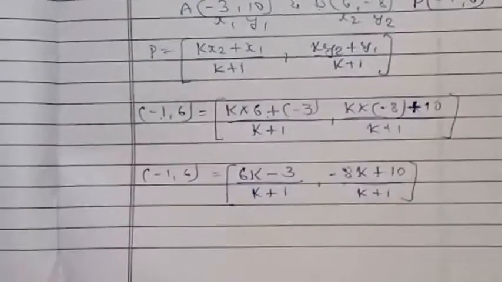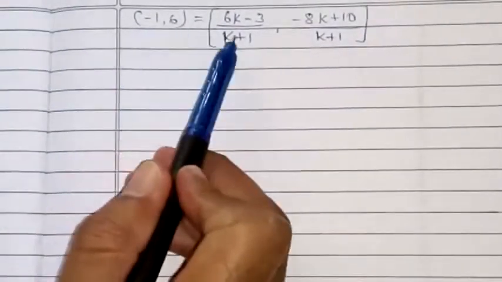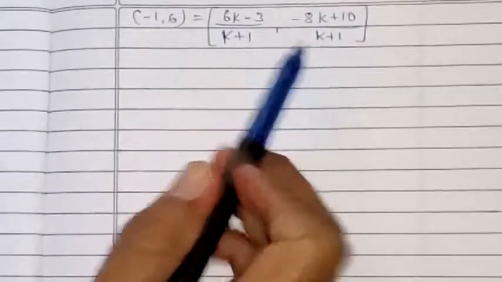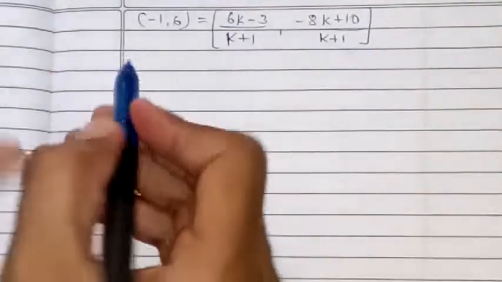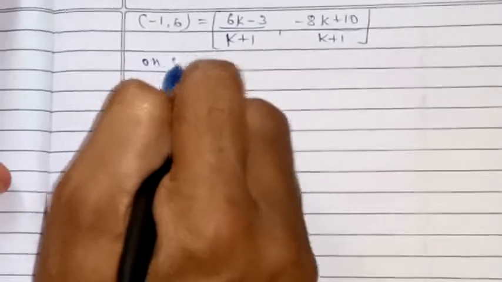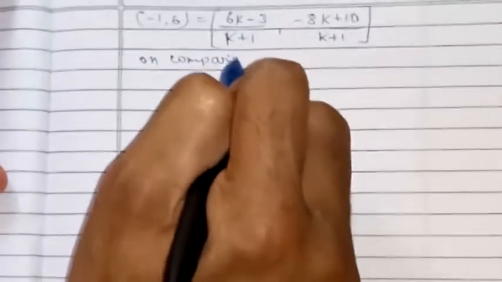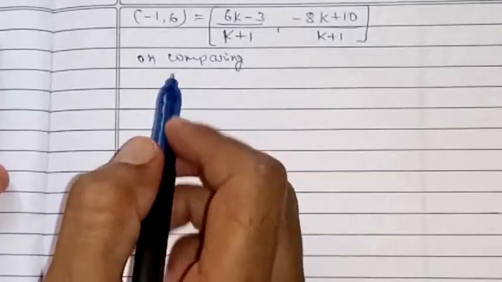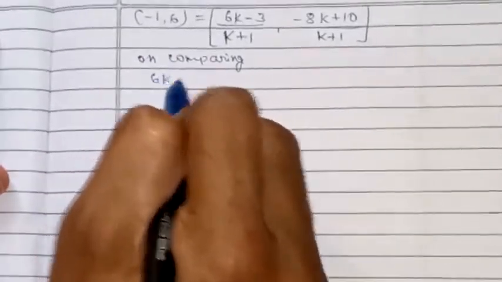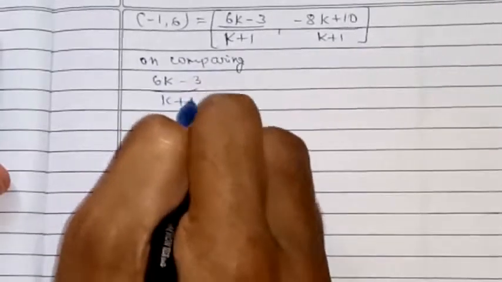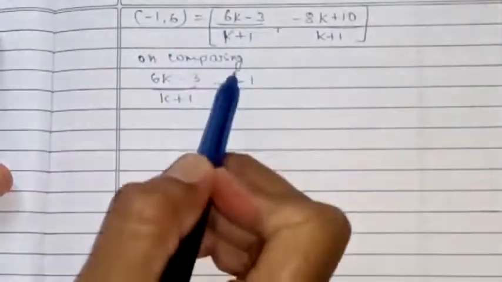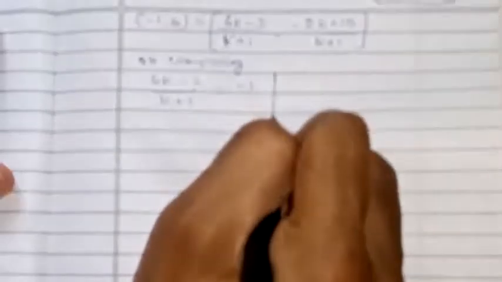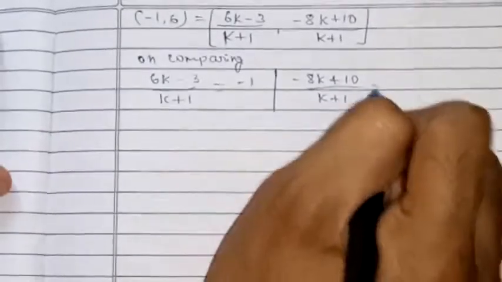Now simplify this. Now as I said, this -1 is for the x-axis and this 6 is for the y-coordinates, right? Now just compare the x-axis and the y-axis, right? So on comparing, 6k minus 3 divided by k plus 1 is equals to -1, right? Because -1 is for the x coordinate, or the second one, 8k plus 10 divided by k plus 1 is equals to 6.